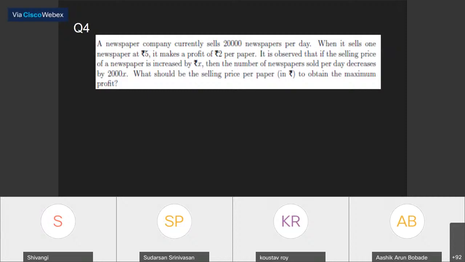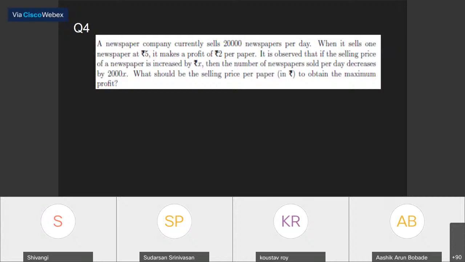Sir, can you answer my doubt? What would the final price be? Maybe you made some calculation error. Once you get the profit per paper in terms of x, is the final price rupees 9? Yes, correct. But how do you get it?